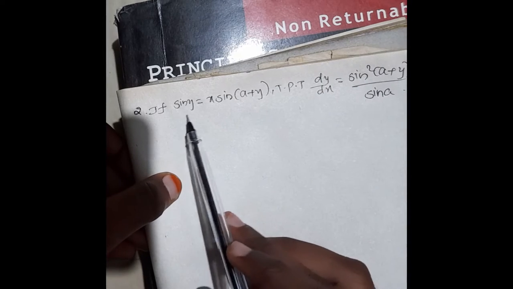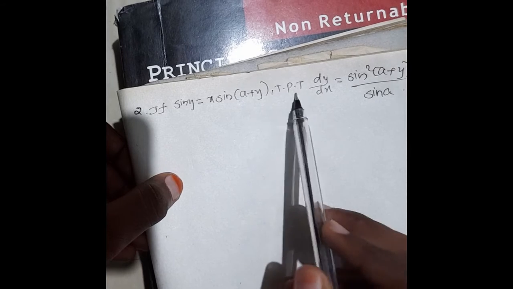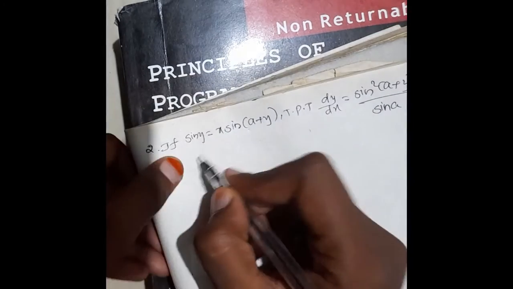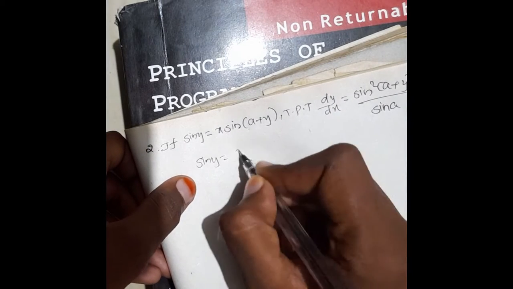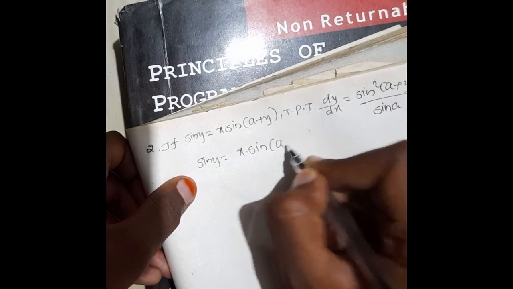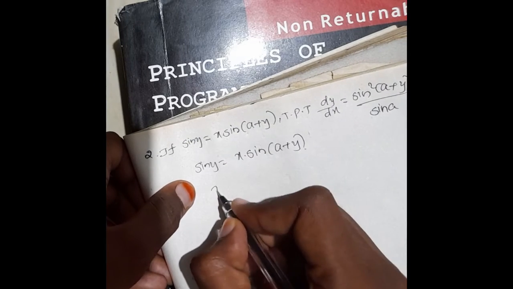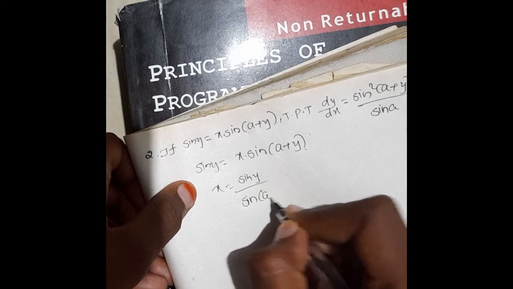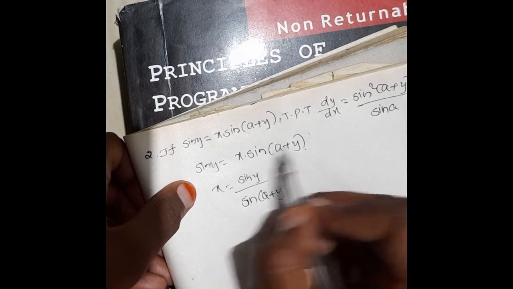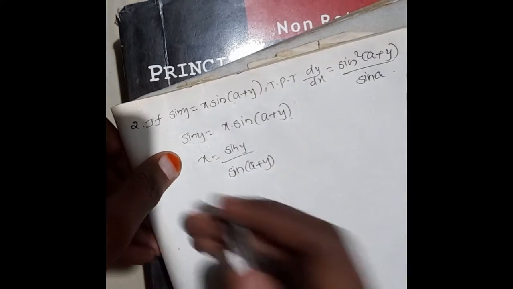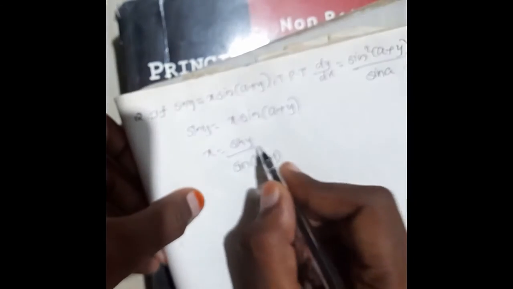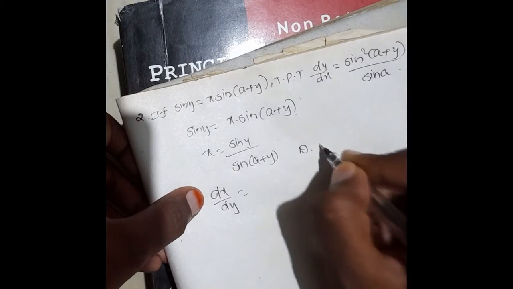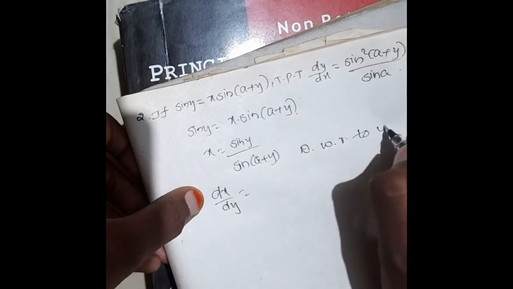So the next question is, if sin y equals x into sin of a plus y, then prove that dy by dx equals sin square of a plus y by sin a. First, given that sin y equals x into sin of a plus y, so x equals sin y by sin of a plus y, transposing sin of a plus y to this side. Now differentiating this with respect to y, dx by dy.